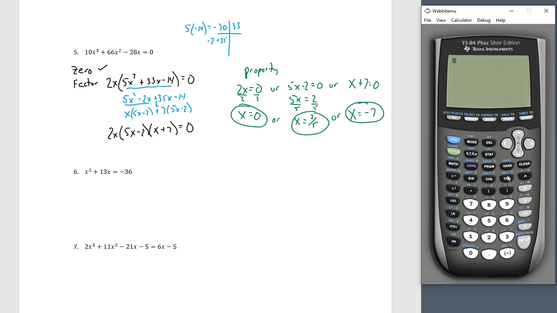Checking really quickly, I'm going to put 2/5, 2 divided by 5, and then store for x. Now I could type 10x to the third, make sure I come out of the exponent, plus 66x squared minus 28x, and I can make sure that equals 0, and that's how I can easily check my answer of 2/5. All right, couple more, just a couple more.